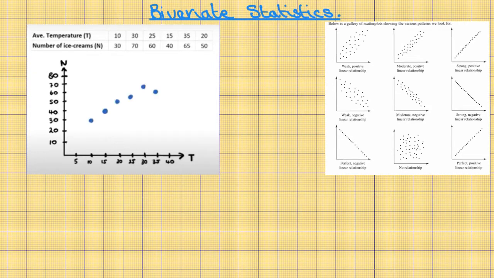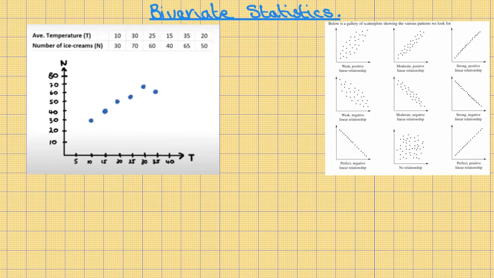Bivariate statistics. In this video we will be taking a look at bivariate statistics, which is a very important topic in IB Maths as it appears in virtually every IB Maths exam. Bivariate statistics looks to see if there is a trend between two sets of data, if there is a relationship between one set of data and the other.